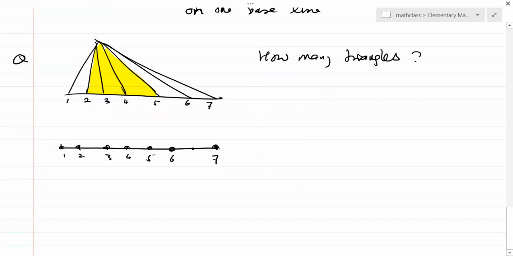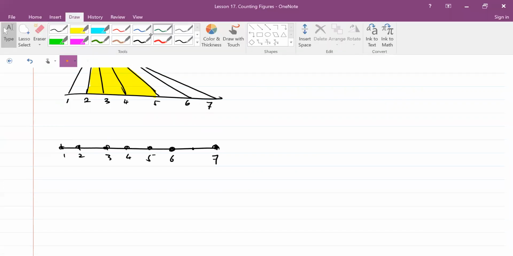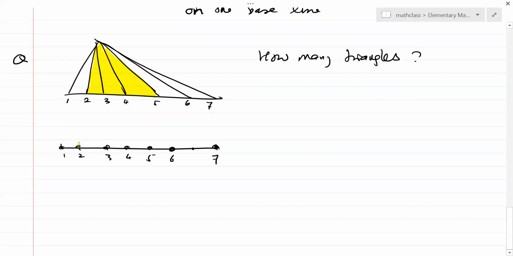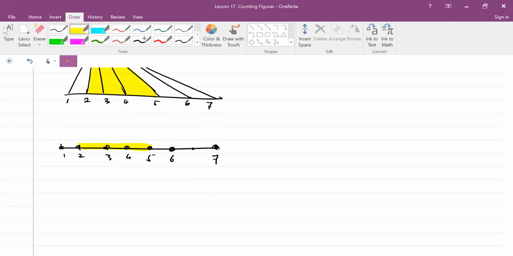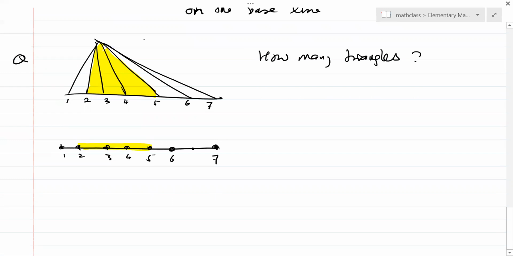Right. So a pair of points gives a line segment. So you can convert the problem from counting the triangles to counting the line segments. Then how many line segments are on this line? You have 7 points, right?